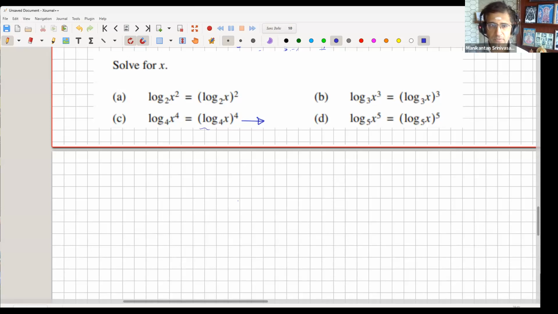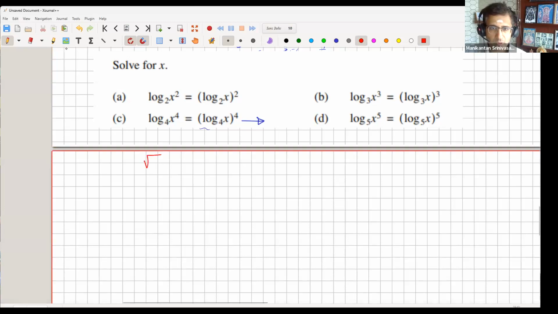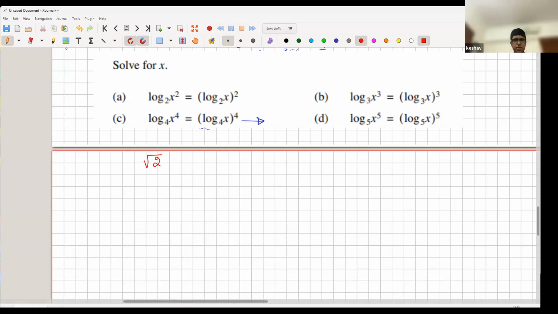Okay, Moksh, I'll give you 20 seconds and then you can call out. Okay, go ahead, Moksh. What do you get? I'm pretty sure my answer is root 2. Root 2. Okay. Anyone else with the same answer or a different answer or an additional answer? I think I made it incorrectly. I'm not sure, but I got x is equal to 1 over 3. 1 over 3 for part C, right?